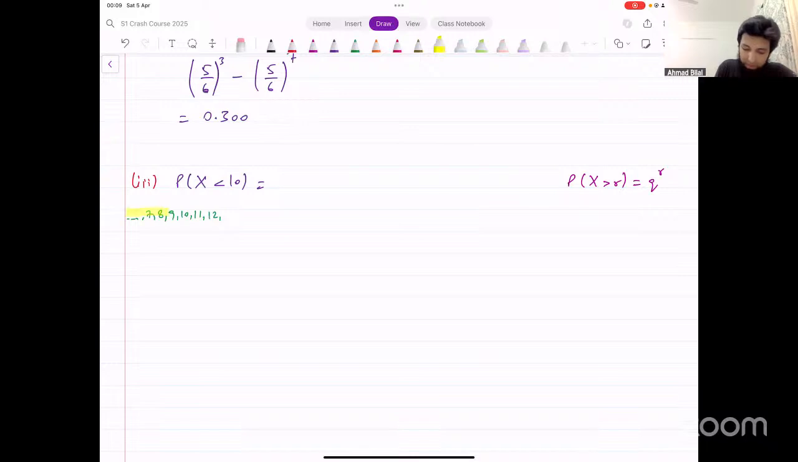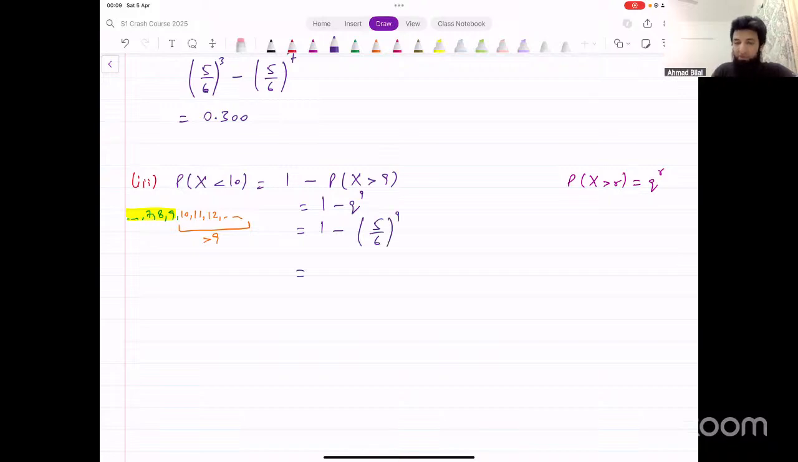Right? You want numbers less than 10. What you don't want is all of these numbers. You want to get rid of these. Subtract from 1 these numbers. How would you describe them in greater than form? You would say these are numbers that are greater than 9. So 1 minus probability of x greater than 9, which is 1 minus q raised to power 9. Input values in this, 1 minus 5 over 6 raised to power 9, and that should give you the result. Okay, what's this number? 1 minus 5 over 6 raised to power 9.